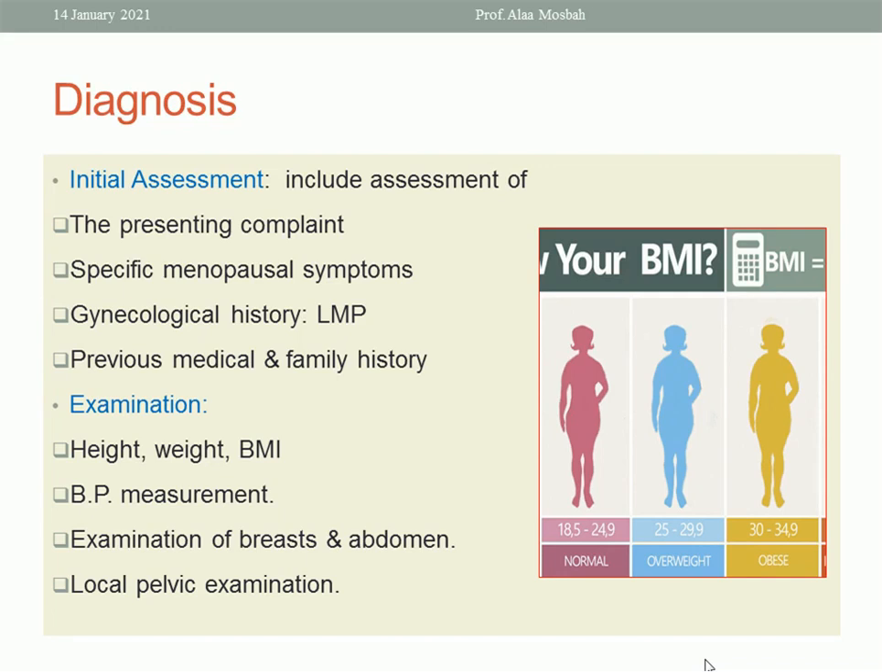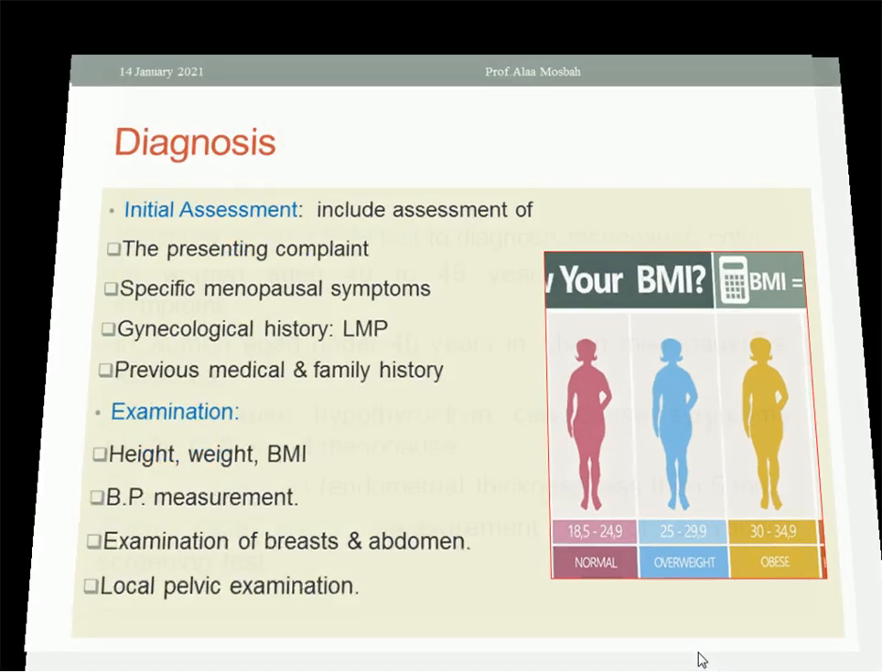Gynecologic history, we will take the last menstrual period because we said cessation of menstruation should be for 12 months, after the age of 45. So we should know the last menstrual period. Previous medical and family history is important in our diagnosis and for planning the treatment. We should know very well any medical and family history. Examination, we should know the height, weight, body mass index, should measure the blood pressure, examine the breast and the abdomen, and do local pelvic examination to exclude any organic lesions in the pelvis.